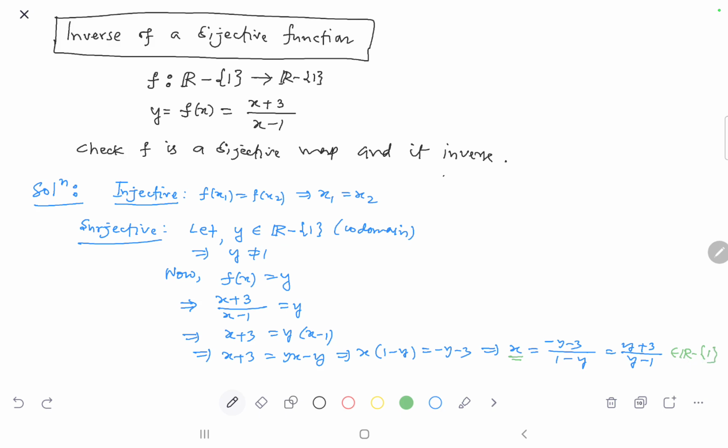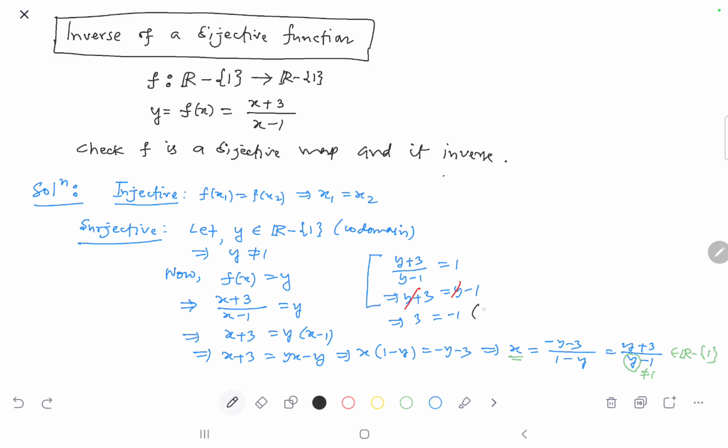How do you check this is in R minus {1}? First check it is a real number. It is real because y is not equal to 1. And why is the expression not 1? Suppose (y plus 3) by (y minus 1) equals 1. Then y plus 3 equals y minus 1. These cancel out, and we get 3 equal to negative 1. Is it possible? No. So this is a contradiction.